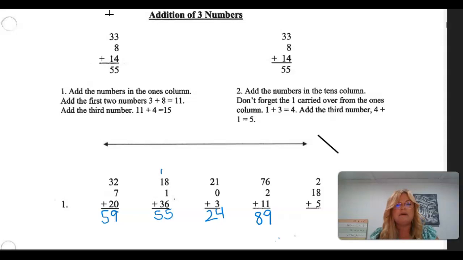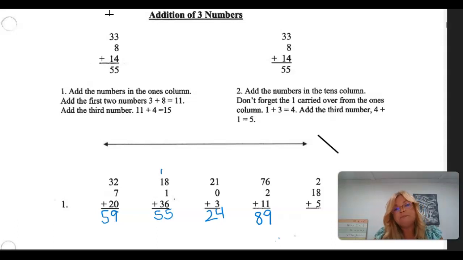So you write the 5, but you need to carry that 1. And I always write out every part of my math, and I have my students do that as well. So here you would carry the 1, and then you'd add 3 plus 1 is 4, and then 4 plus 1 is 5, and you would get 55.